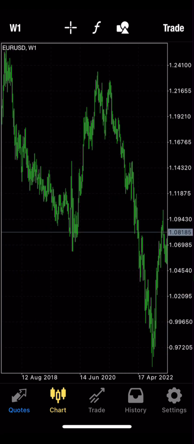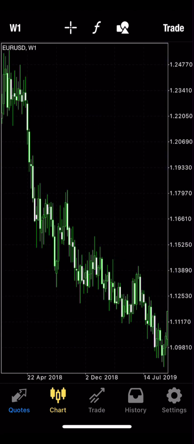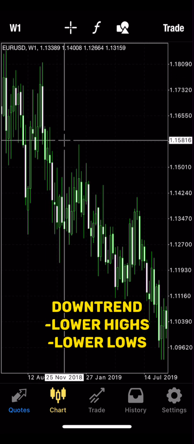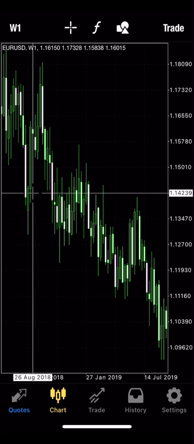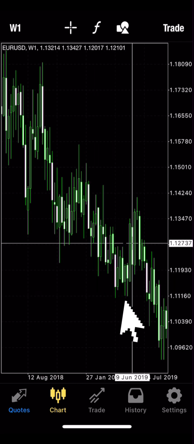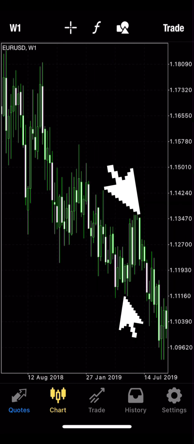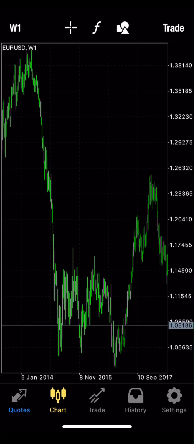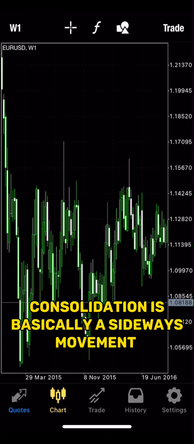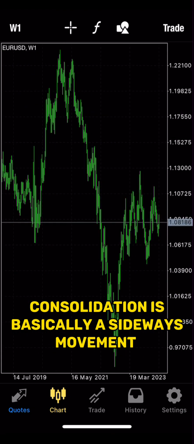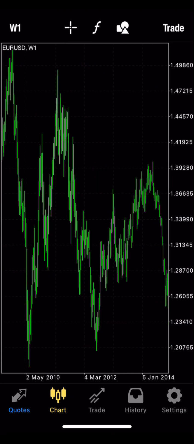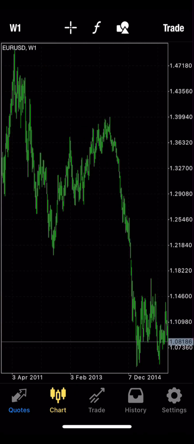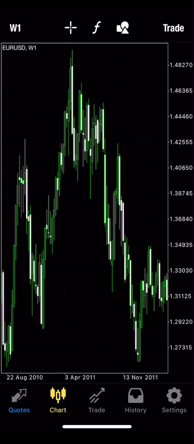Now, in the case of a downtrend, you would see the opposite, right? Which would be lower high, lower low, another lower low, lower high. That is in terms of a downtrend. Now, the third one is a consolidation. A consolidation is basically a sideways movement. There's no higher high, no higher low. Price is just moving in the same direction. For example, around here.